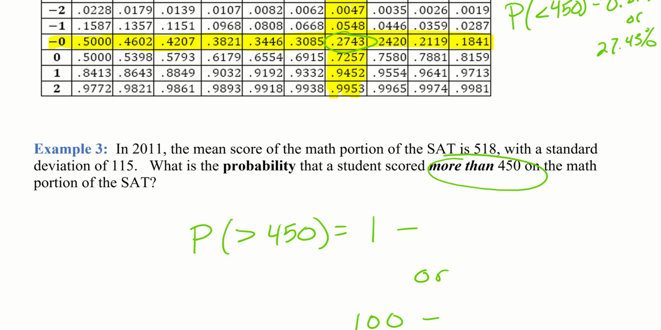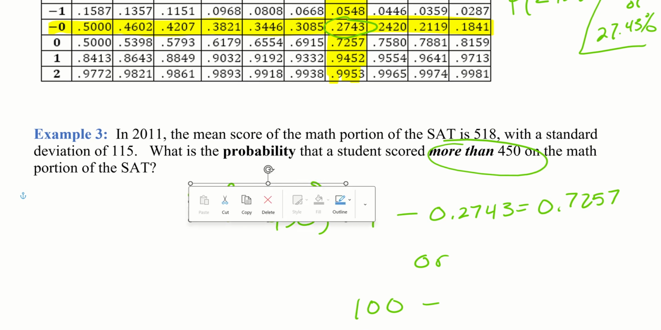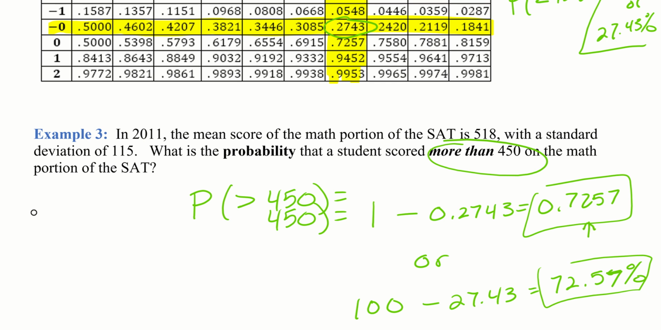So we use these up here that we got in the previous example, because those are the ones that are less than. So if those are less than, to find the more than, I just find the opposite, right? So I'm going to do 1 minus 0.2743, which comes out to be 0.7257. It would be the same thing if we plugged in the 27.43%. That comes out to 72.57%. Either one of those is fine. This is the probability. I would say go more towards the decimal one. So that would be more than.